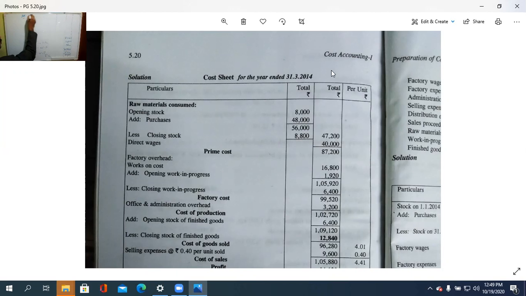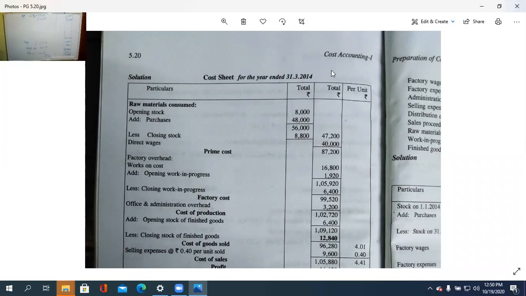And office overheads, how much is it? Office overhead is 3,200. So 99,520 plus 3,200 is the COP, cost of production. How much is it? 102,720.